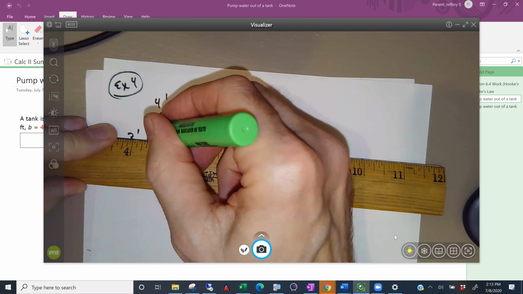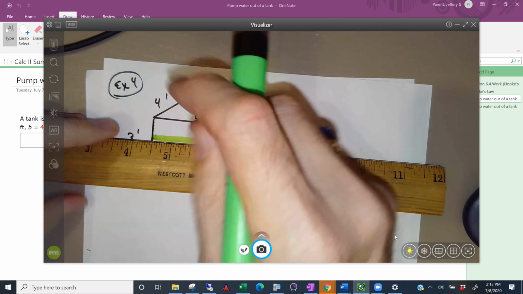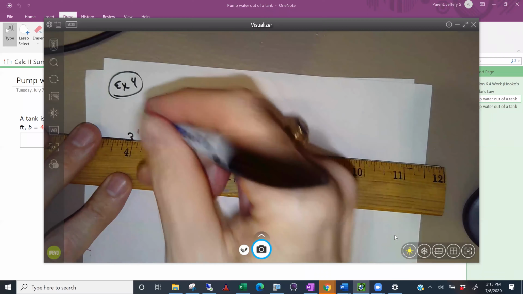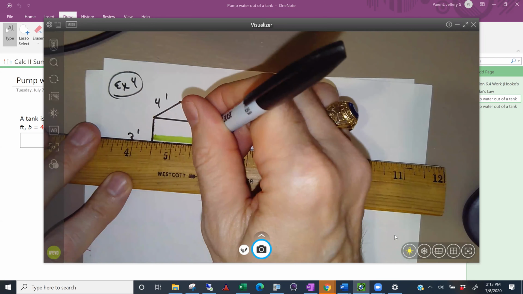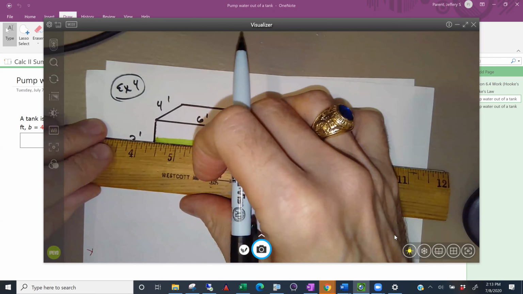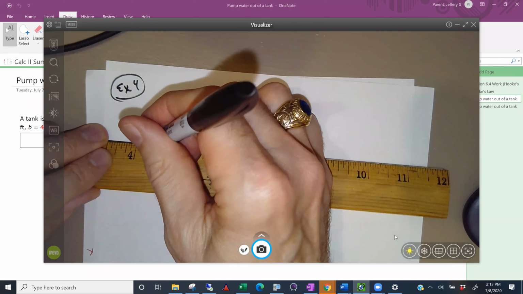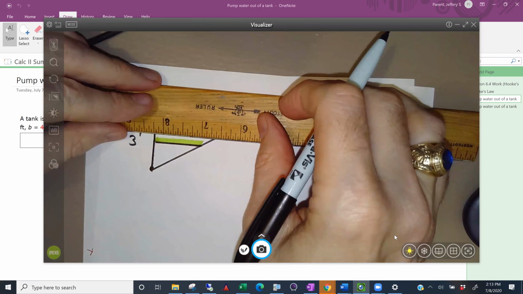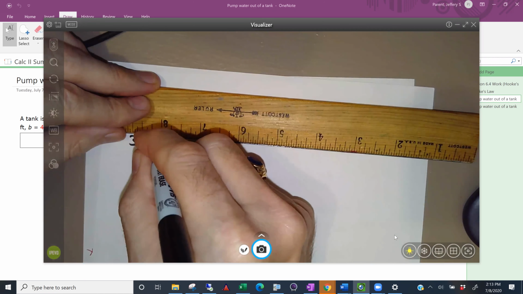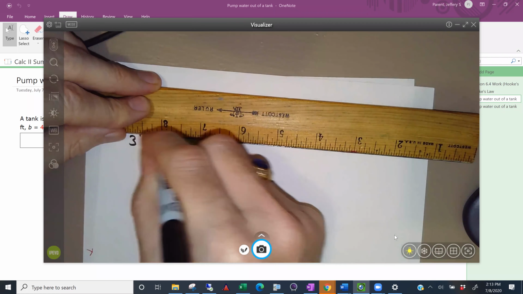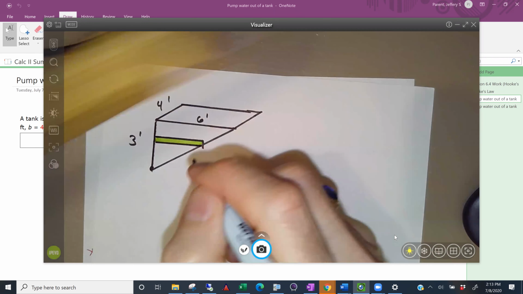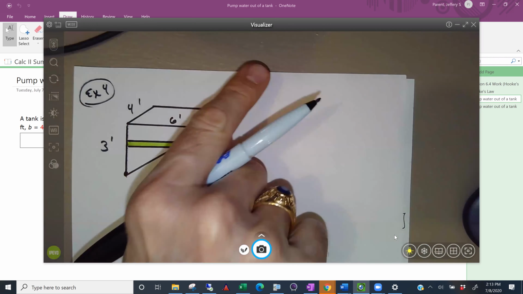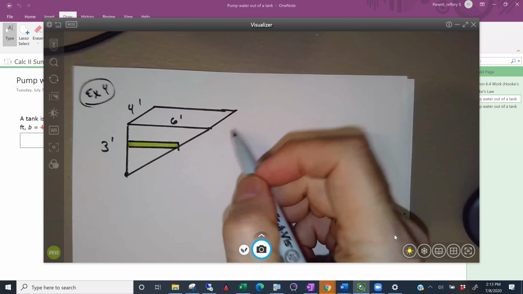Let me just draw a little slice through here. Shorten it up a little bit. Oh, that didn't work. Here and here. So there's our little slice. I want to find what happens when this slice goes all the way through our region.